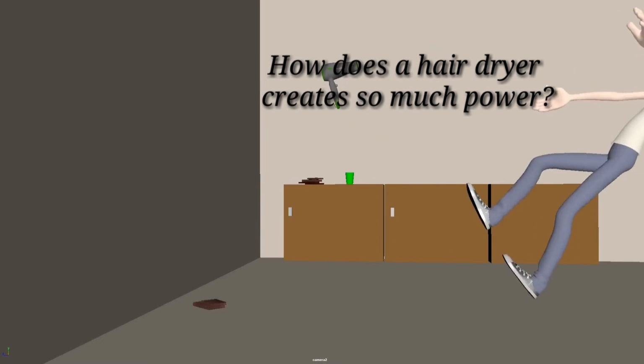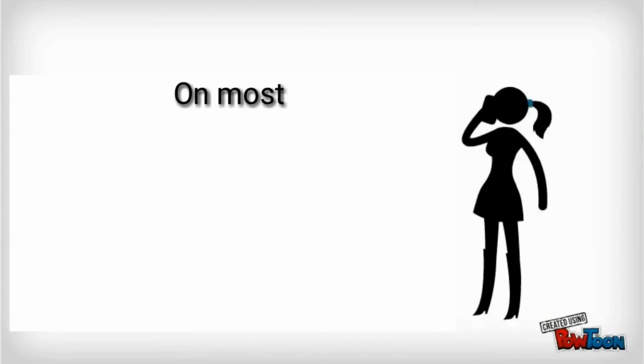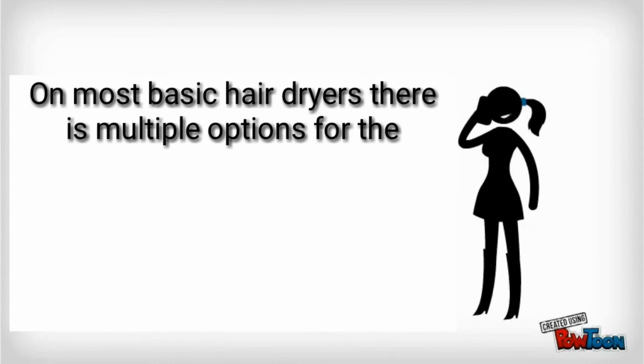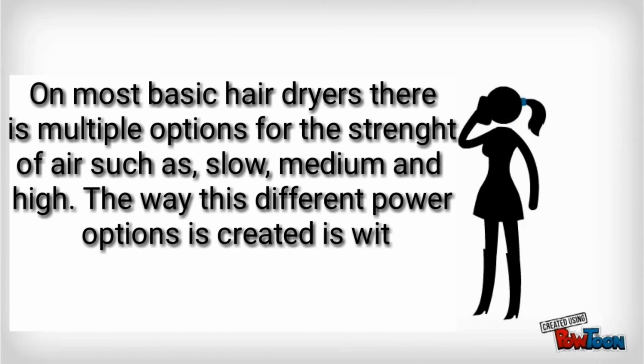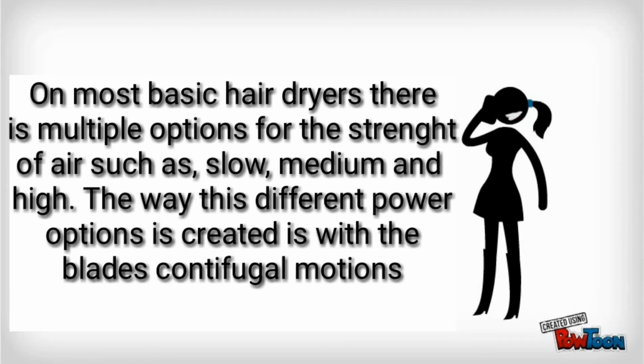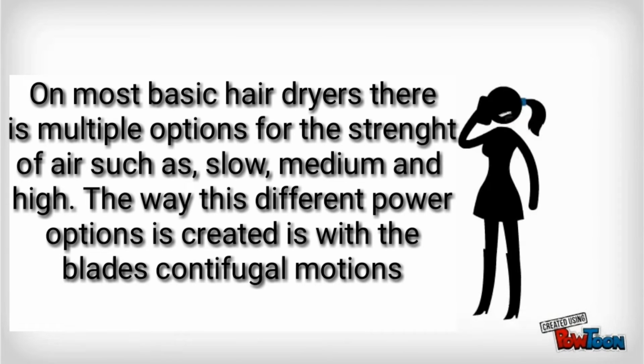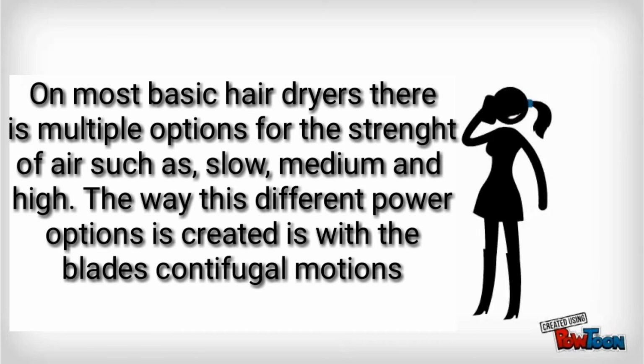How does the hair dryer create so much power? On most basic hair dryers, there are multiple options for the strength of air such as low, medium, and high. The way these different power options are created is with the blade's centrifugal motion.